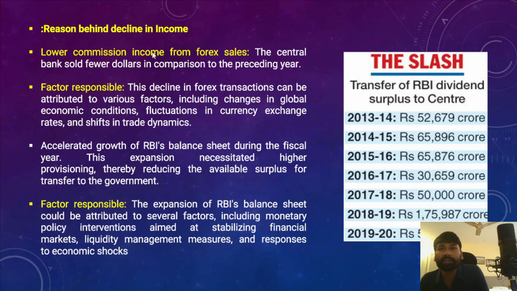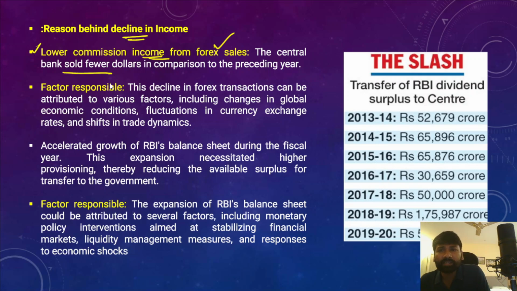Now, what are the reasons behind the decline in the income of the RBI? So there are a number of reasons which have contributed to the decline of the income or the profit of the RBI. Okay, so first and foremost, RBI has earned low commission income from the forex sales. Now, if RBI sells its existing forex reserves, then RBI would earn a lot of income from the selling of those forex resources. And in this year, RBI sold fewer dollars in comparison to the last year, and this is one such factor which has reduced the income of the RBI.